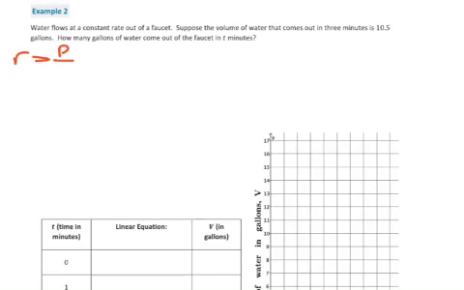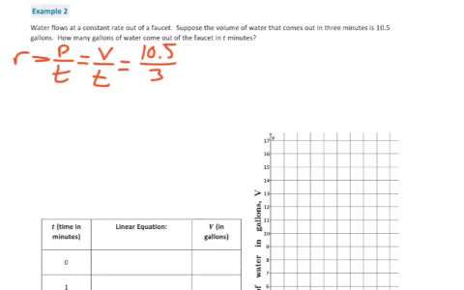Distance divided by time. Well, in this case, we're not really dealing with distance. We're going to be dealing with volume divided by time. Okay, so the volume that comes out is 10.5 gallons over 3 minutes.